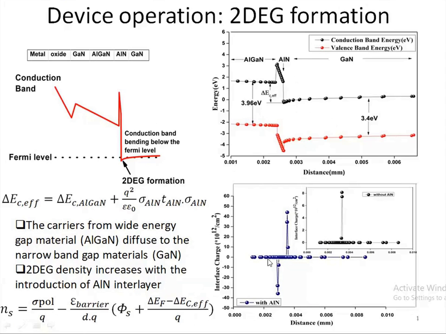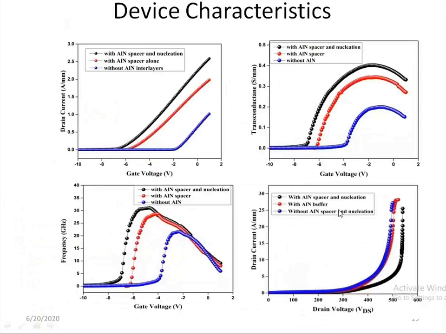And this diagram here at the bottom shows the interface charge with and without the aluminum nitride interlayer. When the aluminum nitride interlayer was introduced, we get a higher interface density compared to the structure without the aluminum nitride interlayer. So these are a few characteristics to show how the device characteristics improve when we use interlayers or passivation schemes or something like that. In every case, we find that we are getting improvement. So this is one way to optimize the device through simulations, to study the characteristics.